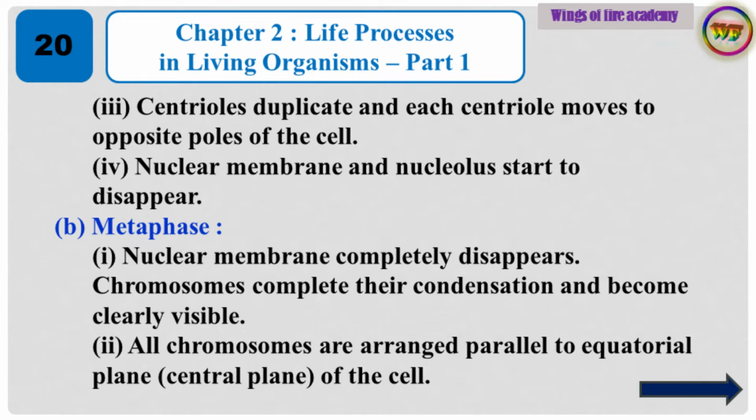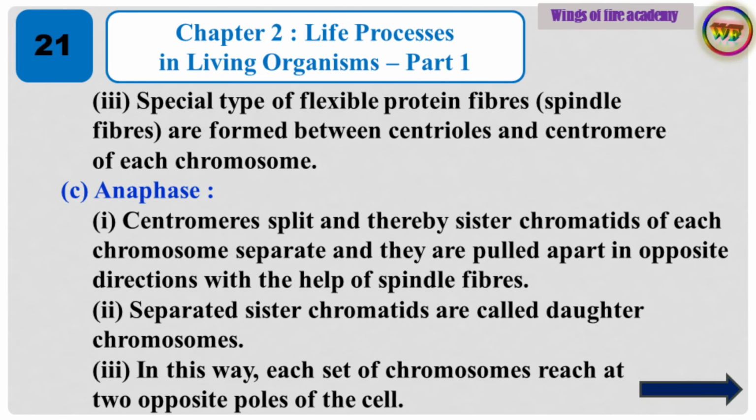B. Metaphase. 1. Nuclear membrane completely disappears. Chromosomes complete their condensation and become clearly visible. 2. All chromosomes are arranged parallel to equatorial plane, central plane, of the cell. 3. Special type of flexible protein fibers, spindle fibers, are formed between centrioles and centromere of each chromosome.